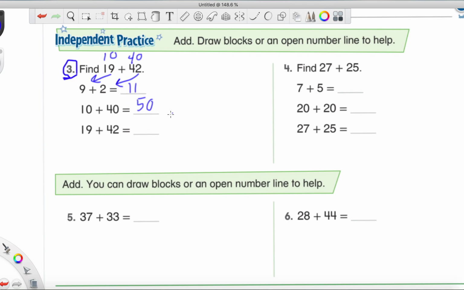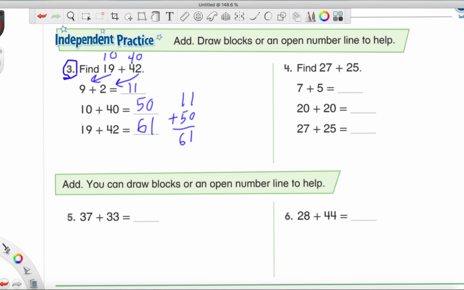And then we add those 2 up together. You can rewrite it if you need to. So 11 plus 50. 1 plus 0 is 1. And then 1 plus 5 is 6. So then we get 61. See, not too bad. Now, if you needed to draw a picture, if that's a little bit easier, we can do that too.